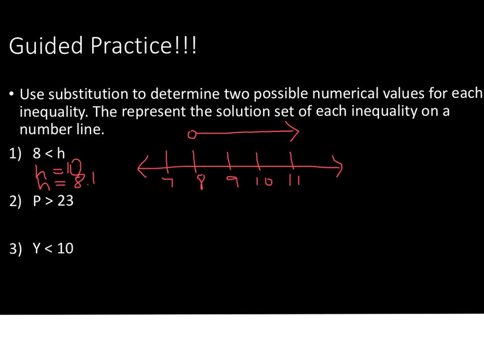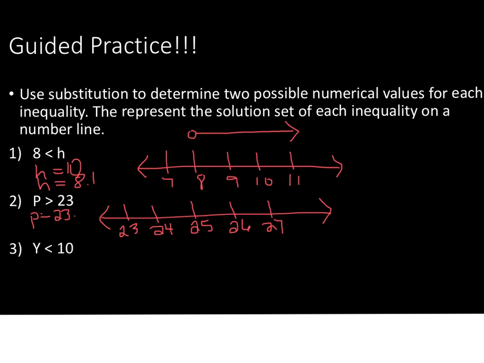Alright, the next one says P is greater than 23. So same thing. We know that P is greater than 23, so P cannot be equal to 23. It could be 23 and a half. It could be 30. So I'm going to give two possible solutions. P could be equal to 23 and a half, or P could be equal to 30. And then I'm going to plot that. It's got to be greater than 23.